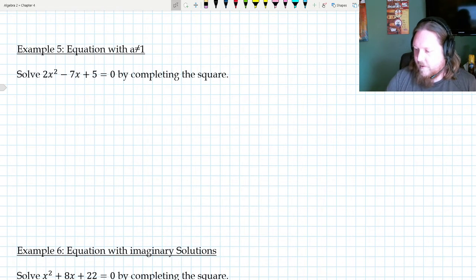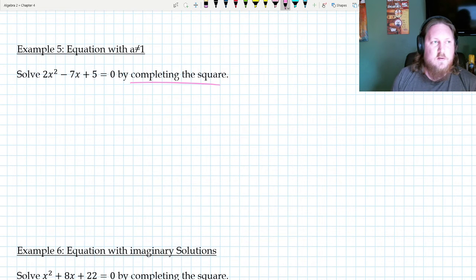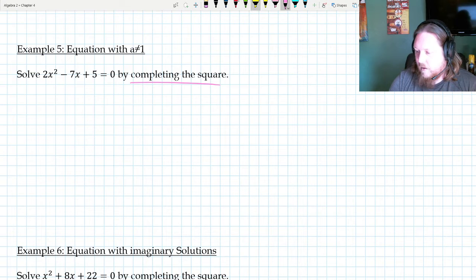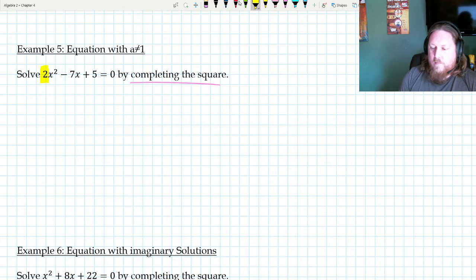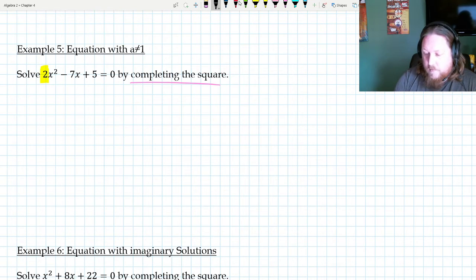All right, example 5. We are going to complete the square again. So it tells us to solve this by completing the square. The big difference this time, I'll highlight it in yellow here, is there's a coefficient on the x squared. And our completing the square stuff didn't work when we had a coefficient other than 1 on that term. So what we're going to do is get rid of it.